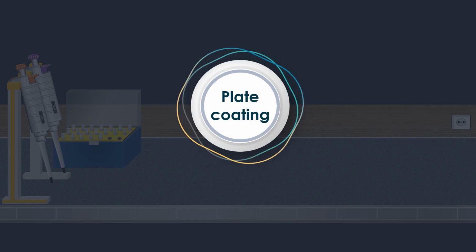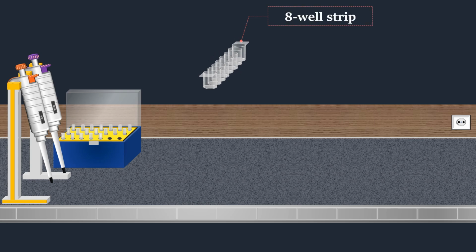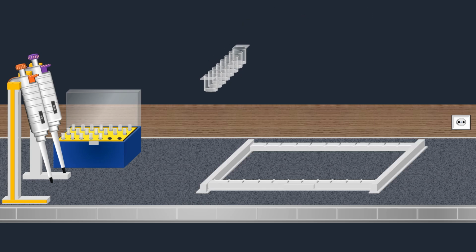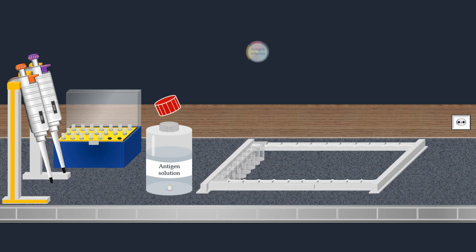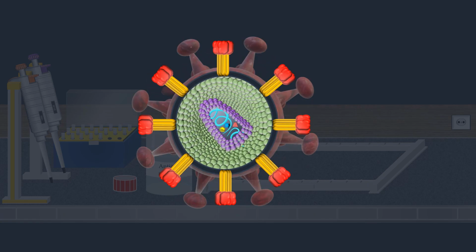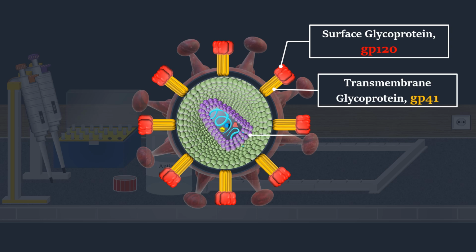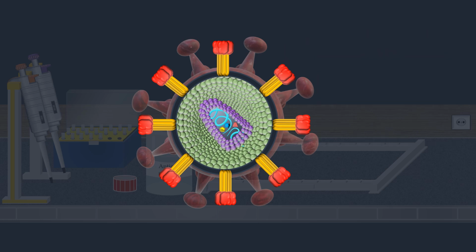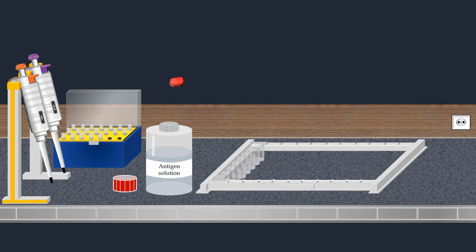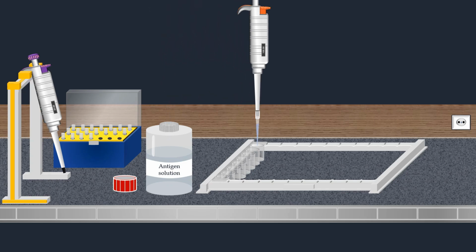Once the serum samples are prepared, the next step is coating the plate with the antigen of interest. In this step, plates of 96 wells or strips of 8 wells are used. The well strip is placed into a support frame. Then, an antigen solution is added. The HIV virus has a complex structure consisting of various proteins, including GP120, GP41, and P24. To detect HIV antibodies, one or more of these antigens can be selected as the specific antigen. The selected antigen solution is carefully added to each well.